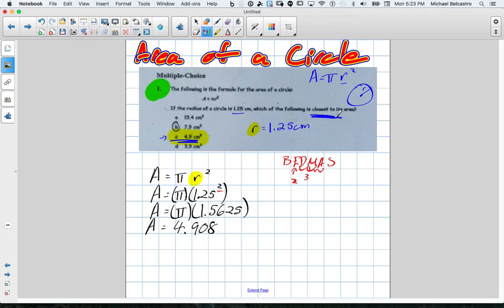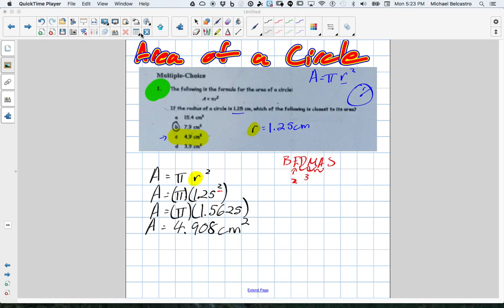And again, it says which is closest in area because it's not exactly 4.9. It's actually even longer because we did some rounding. Okay. And our units, we just have to make sure our units are correct. This was in centimeters. Therefore, area is always in centimeters squared, as in there are two dimensions being measured.